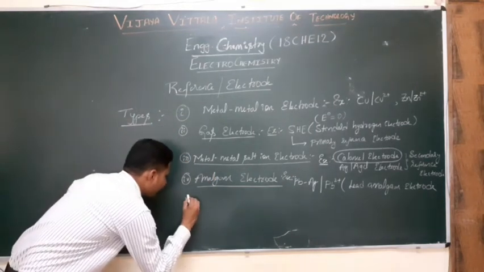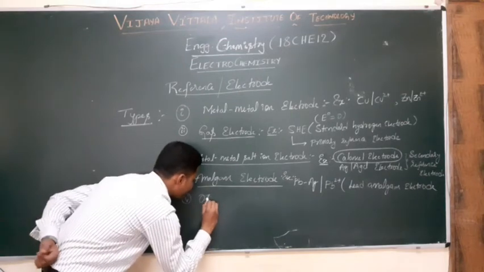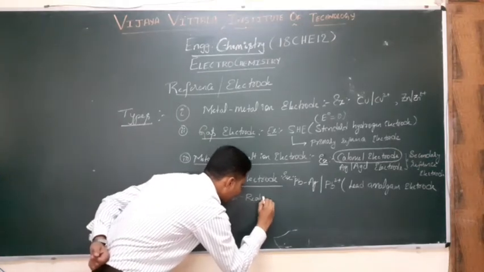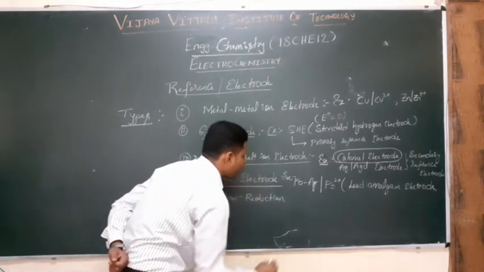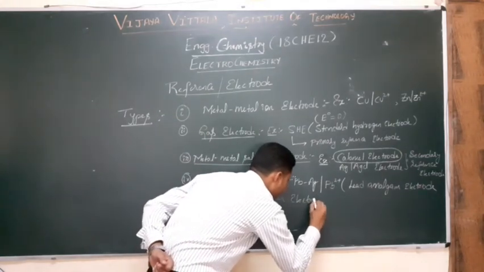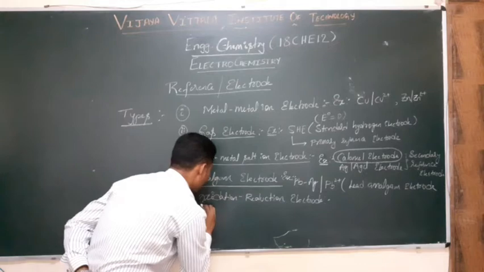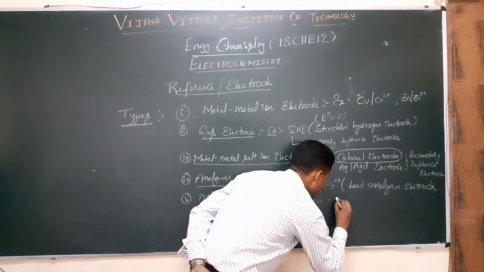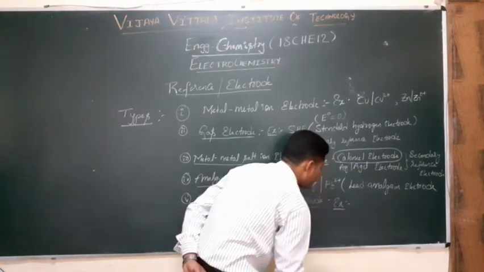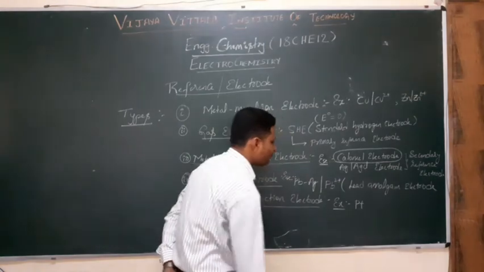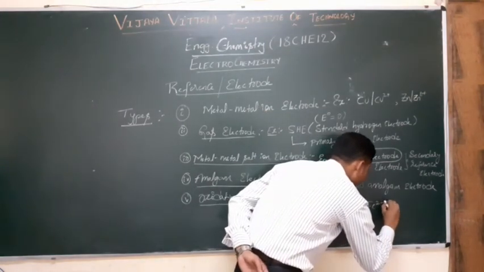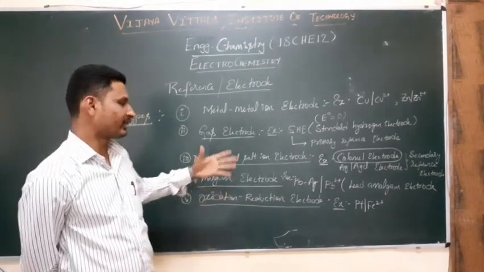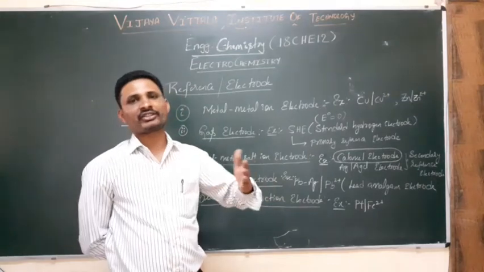And the fifth one is the oxidation reduction electrode. An example for this oxidation reduction electrode is platinum with Fe2+. The platinum electrode is an oxidation reduction electrode. In that, a redox reaction takes place.